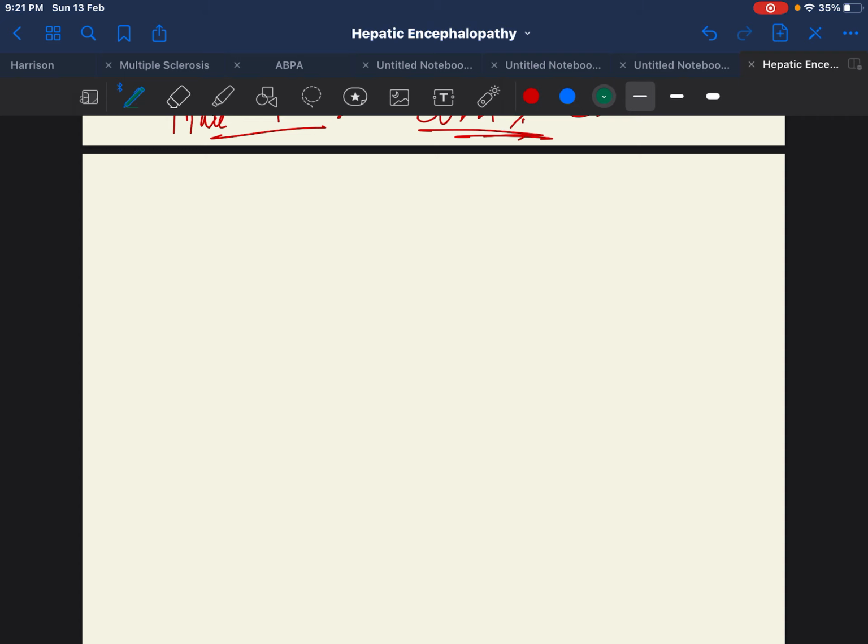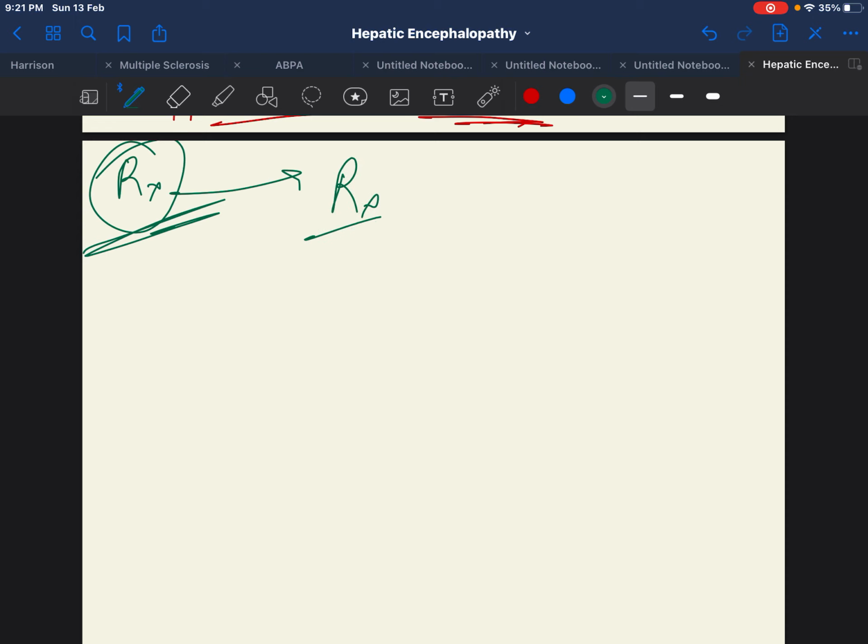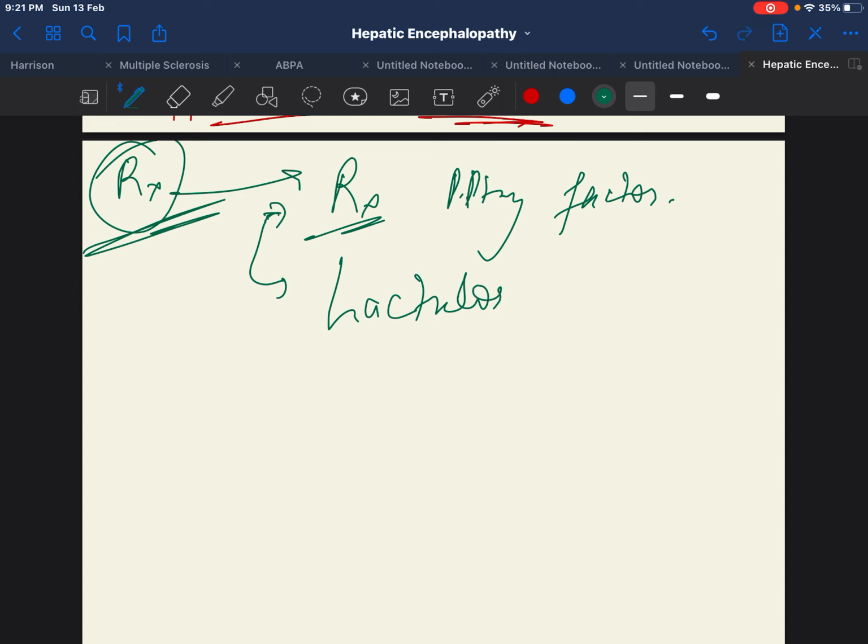So let's come to the treatment portion. The treatment is, first, to identify and treat the precipitating factor. And second, lactulose or lactitol is the main treatment in hepatic encephalopathy.